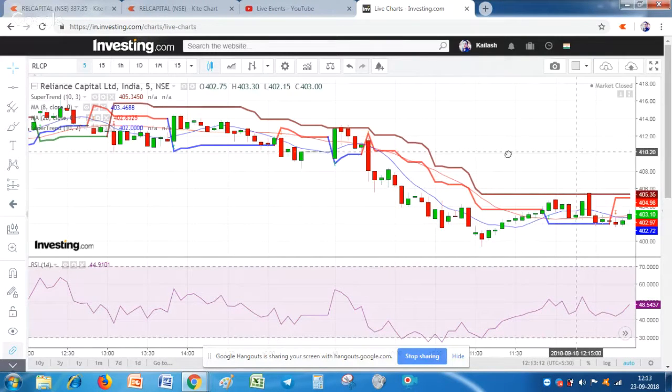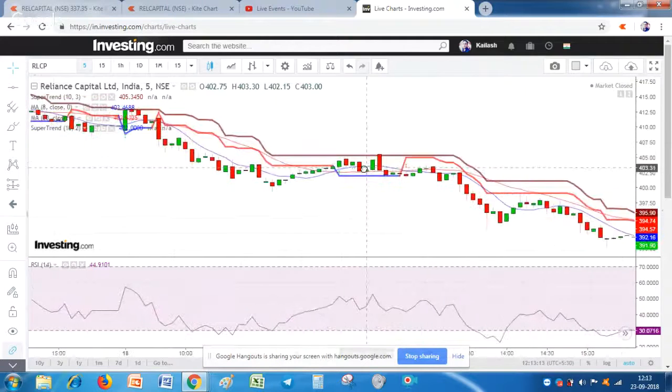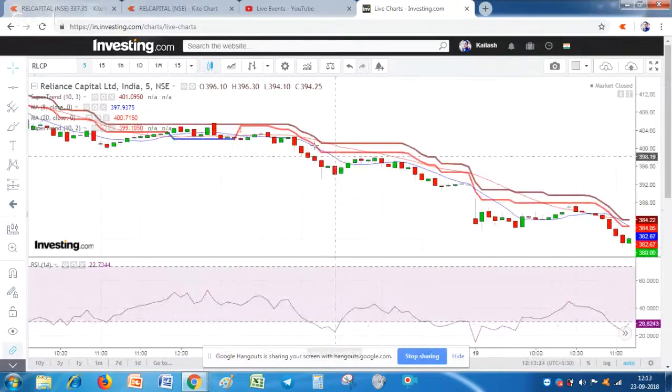Right, friends. See, here is also confusion: one Super Trend is telling sell, the other is giving buy. So this signal we should avoid. With a double Super Trend, we can cut some false signals. We can reduce some false signals.